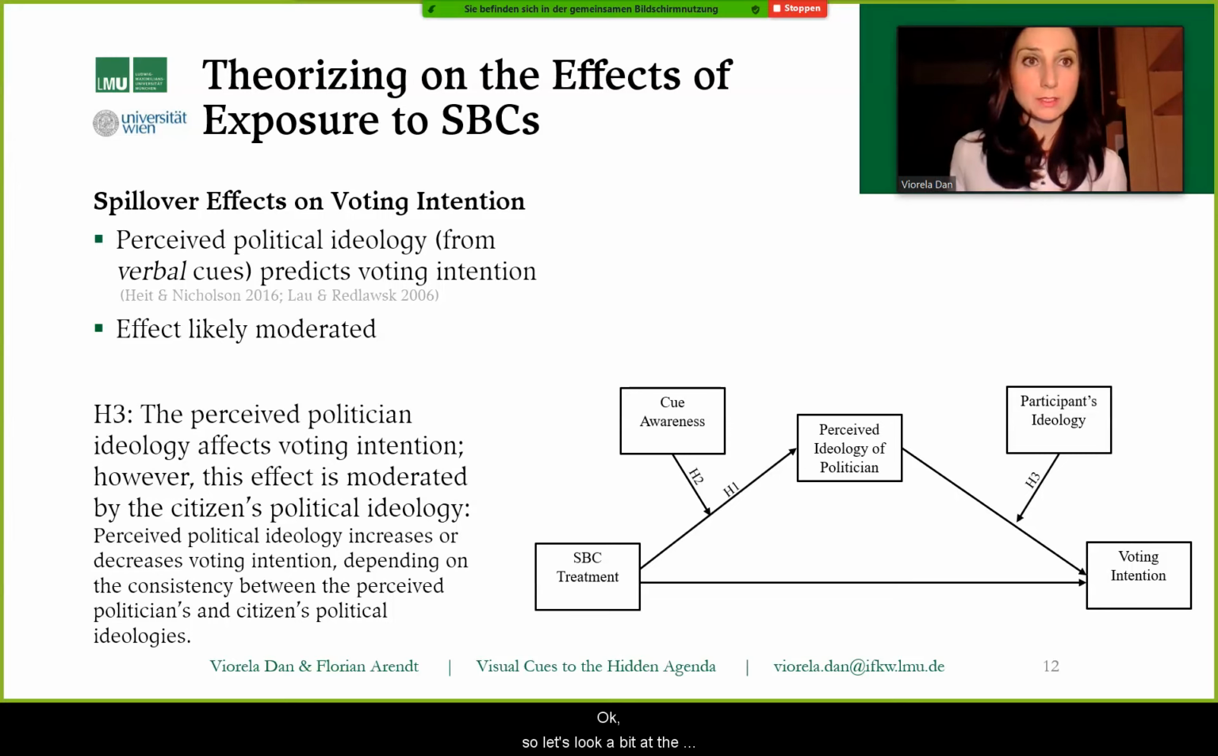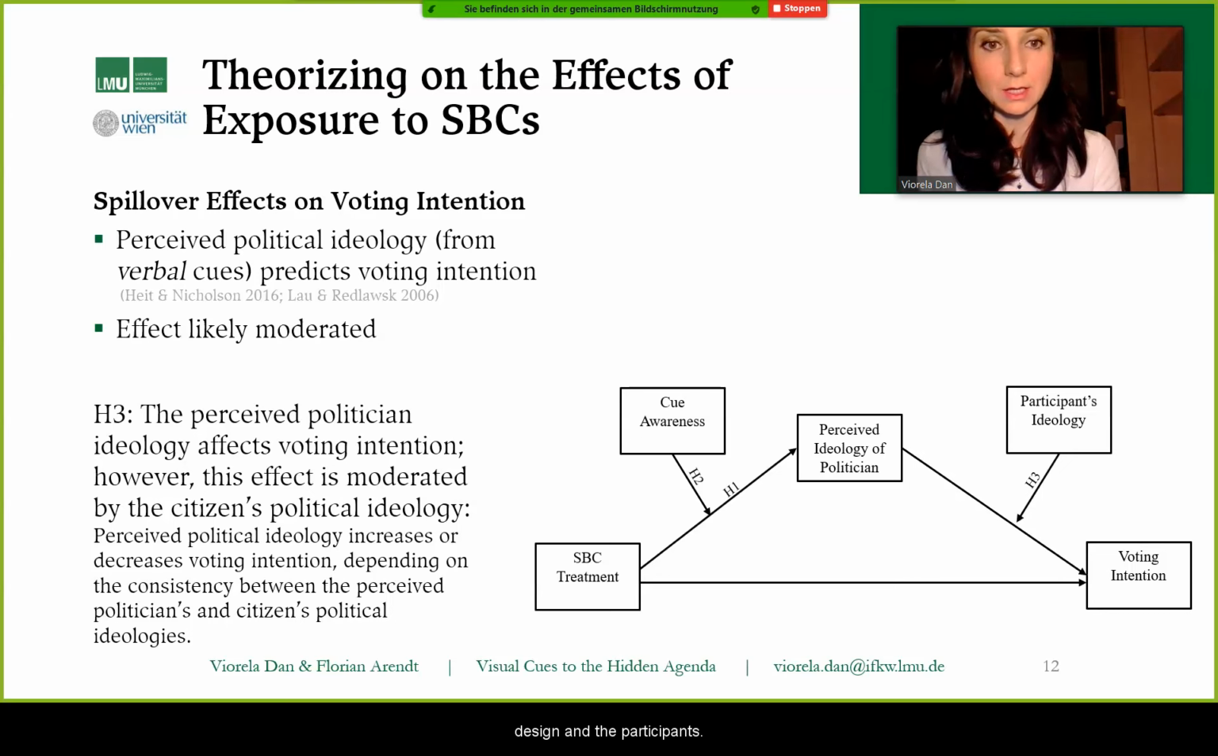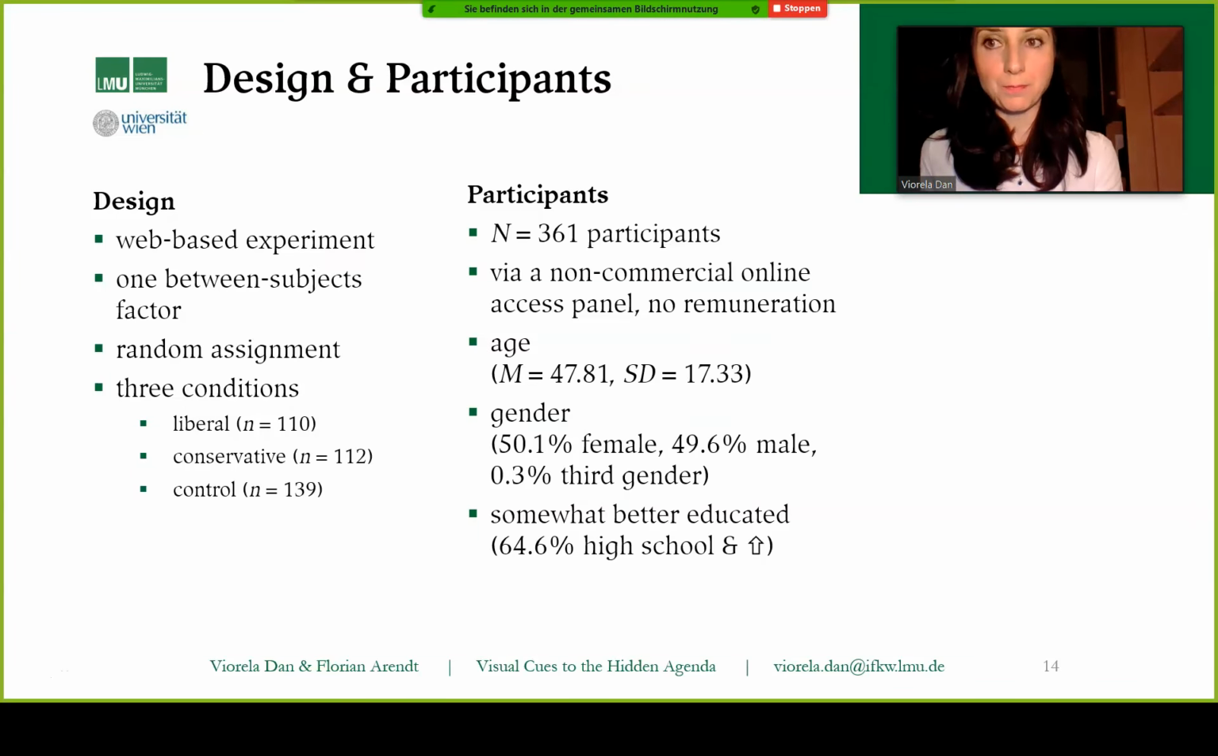Okay, so let's look a bit at the design and the participants.